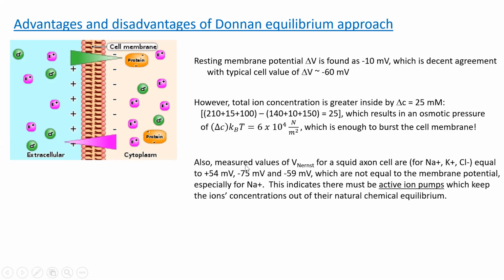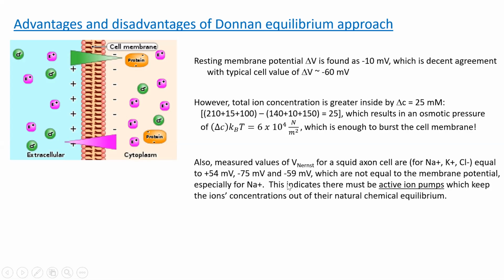In addition, for the squid axon cell, which was one of the first cells to be studied because it's so large, measured values of the Nernst potential for these 3 ions were actually equal to plus 54, minus 75, and minus 59 millivolts. And those are not equal to the membrane potential of around minus 60 millivolts. Especially for the sodium here, plus 54 and minus 60, those are the opposite signs. The others are sort of close, but that one's way off.